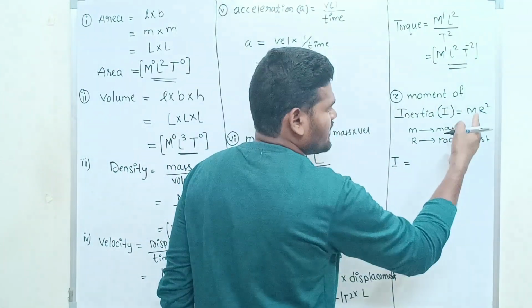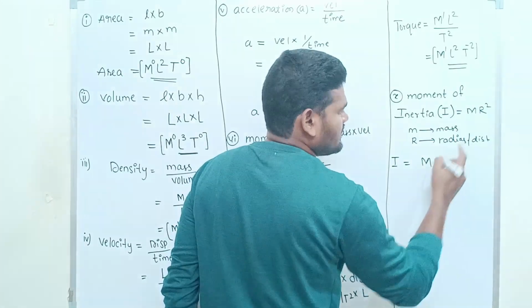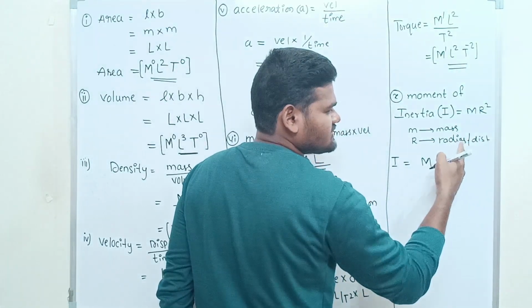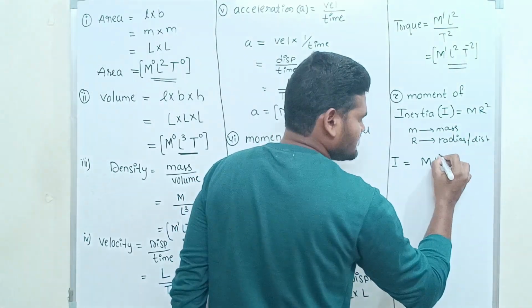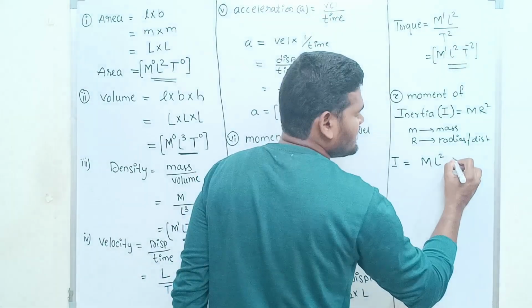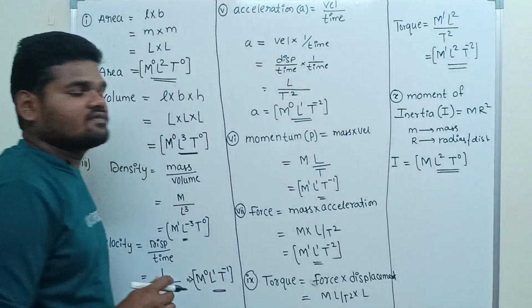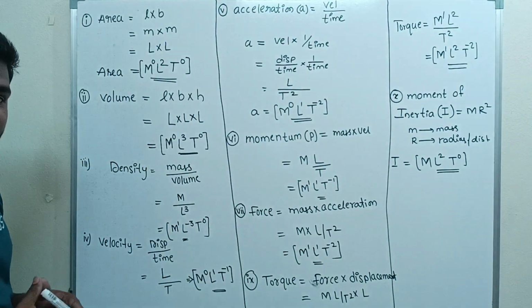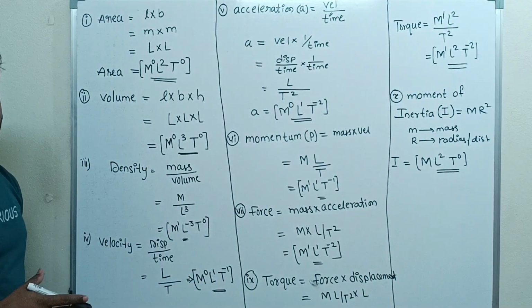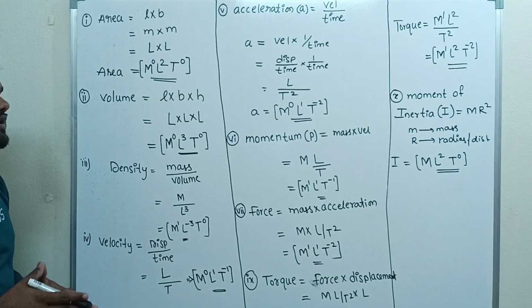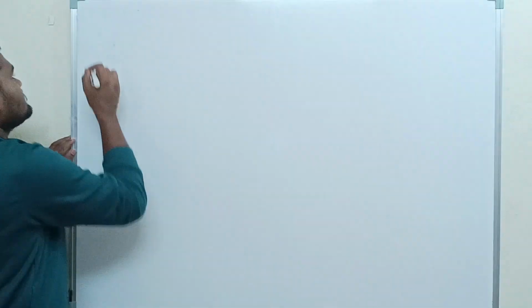So moment of inertia dimensional formula. I is equal to mass, capital M. Distance. R means what? Distance. Distance is nothing but what? Length. L square. Any time term is there? No. T power 0. That's it. Any problem? No problem. Pause the video or take the screenshot at your convenience. 3, 2, 1. Go. See the next one.